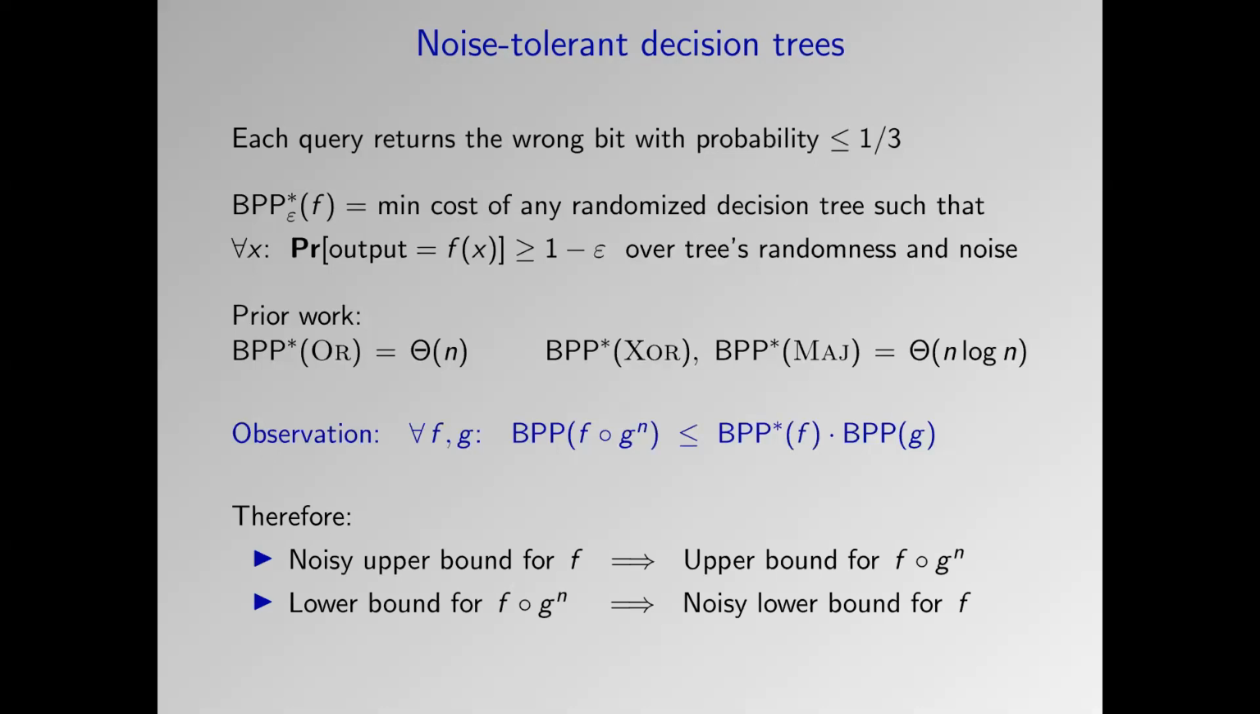Now, for those older results giving noisy decision tree lower bounds, we can now see that it was not necessary to invent specialized techniques for that. We can just use standard randomized query complexity lower bound techniques applied to composed functions, and that will yield noisy lower bounds. In particular, we recover the tight, noisy lower bounds for XOR and majority but our results are formally stronger in various ways.